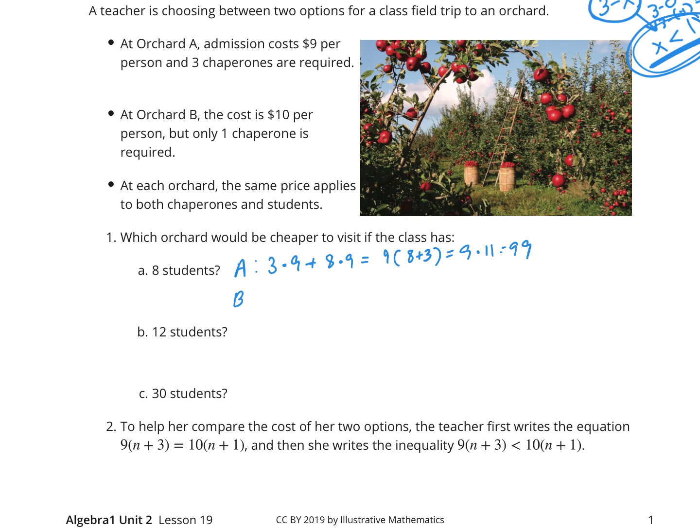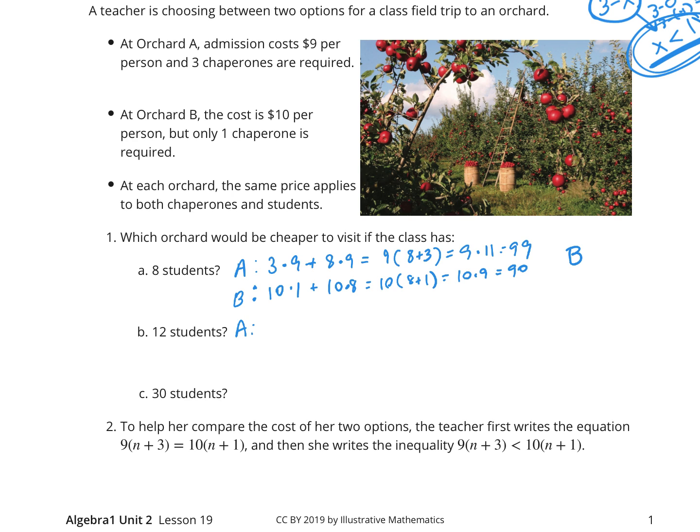For Orchard B, I would do 10 times 1, that's my chaperone, plus the 10 times 8, which again is essentially 10 times 8 plus 1, which is 10 times 9, which is $90. So we know in this case Orchard B is better.